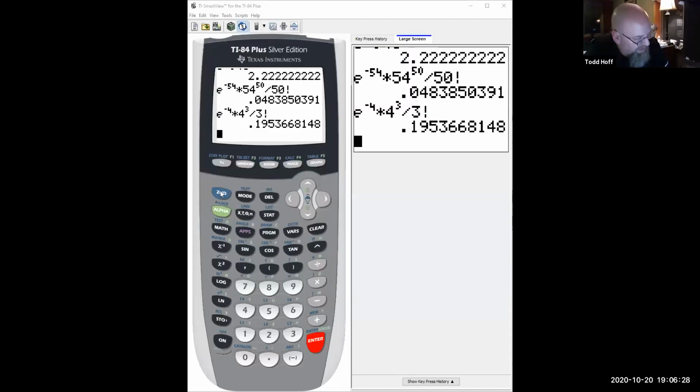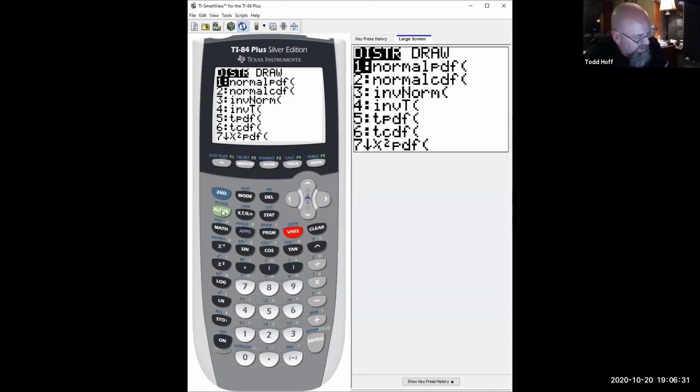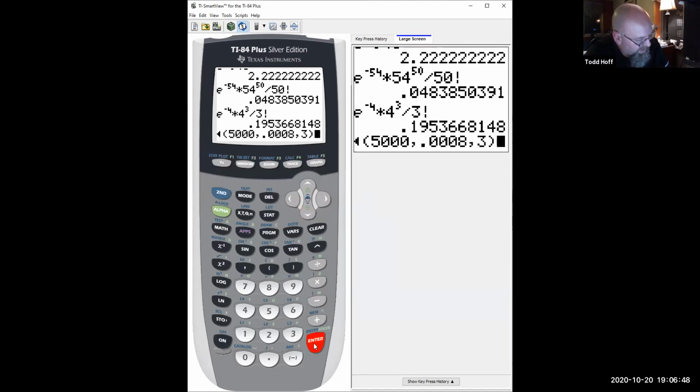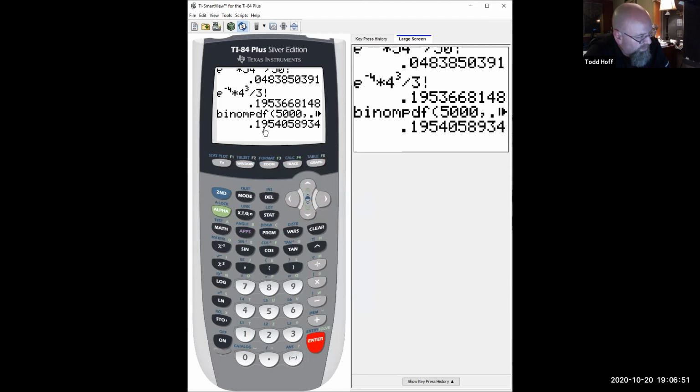But let's do the binomial probability just to see how they compare. Second distribution, binom PDF, 5,000 trials. Oops, 5,000, not 50,000. 0.0008 is our probability. And we want 3 successes, or 3 defects, I guess is what we're looking at. 0.1954. Now you'll notice that's the exact same value we had before, because we rounded to 4 decimal places. If we went to 5 decimal places, it would be slightly different. So it is an approximation. It isn't exactly the same, but it is really close.